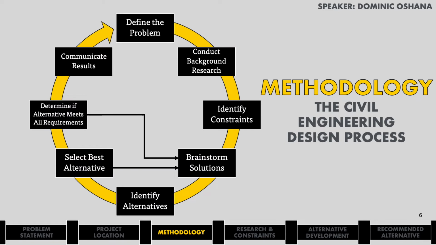The methodology we use for this project is called the civil engineering design process, which is a cycle of the 8 distinct steps shown here. Now that we have defined the problem, the next steps were to conduct background research in all aspects of civil engineering. This research helped us to identify the constraints that we needed to avoid or design around, while brainstorming solutions. Once the solutions were made, we came up with more alternatives until we decided that we had created the best alternative to meet all of our client's requirements.